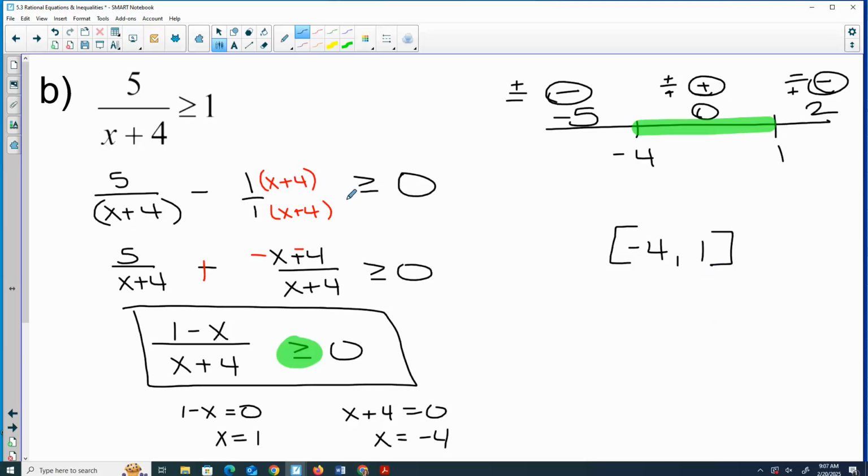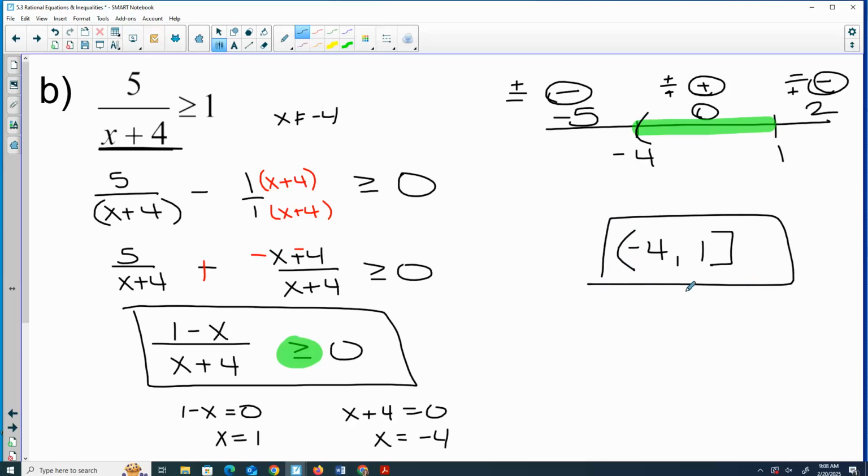Remember when we were solving our equations, we always said in a fraction the denominator can't be 0. So when I look at this, x can't be -4 because that makes the whole thing undefined. So even though I said equal to, when I put in -4, I don't actually get 0, I get undefined. So the denominator always gets a parenthesis, no matter what. Because -4 was on the denominator, and denominators can't be 0, it gets a parenthesis. The top of the fraction can be 0, so that one gets a bracket. So we do have to be a little bit careful there. Questions there?